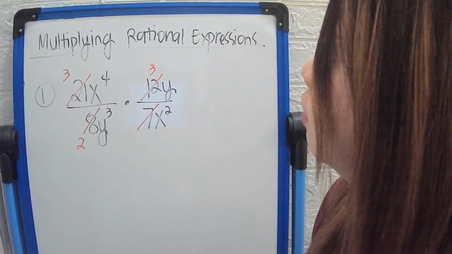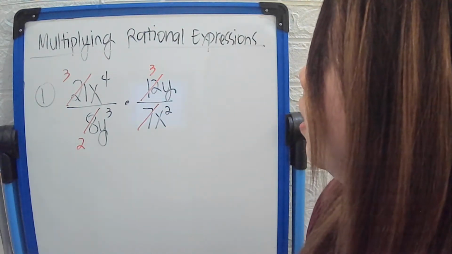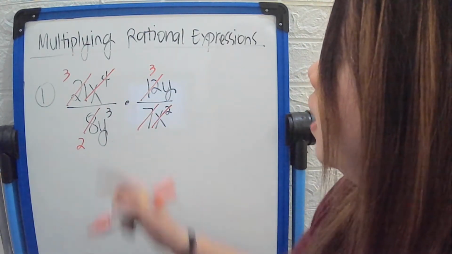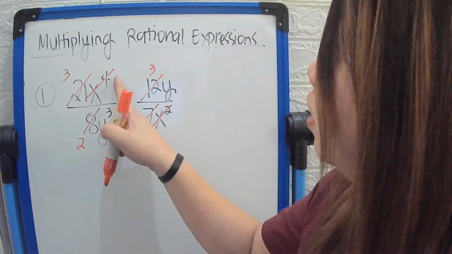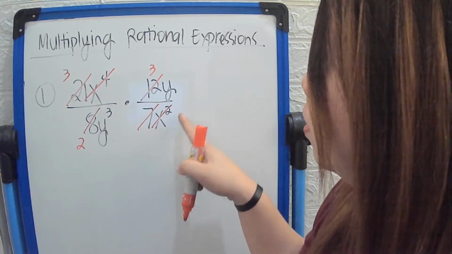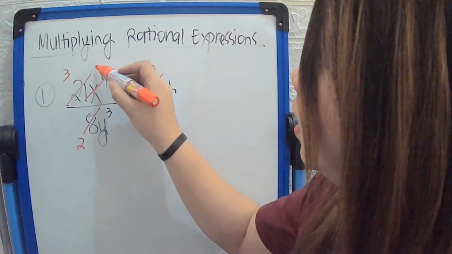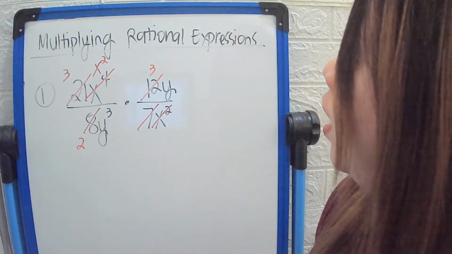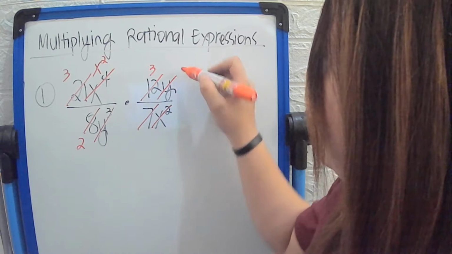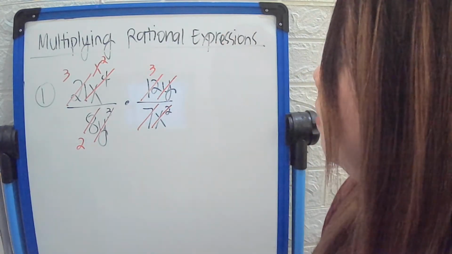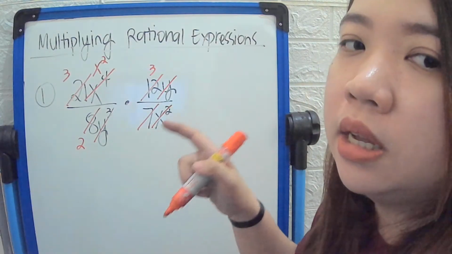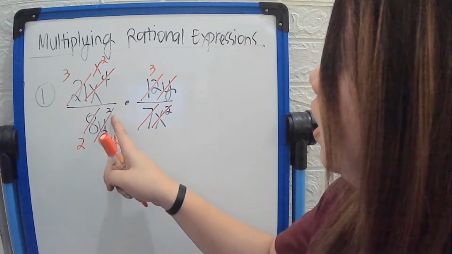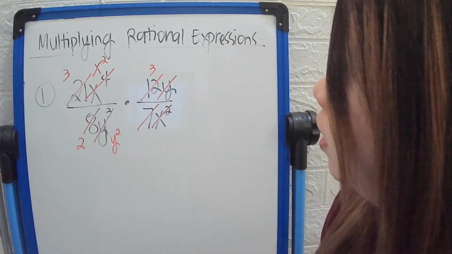Then look at the variables. Those with the same variables can be simplified. So x to the 4th, then x squared. Since I have x to the 4th power, 4 minus 2 is 2, or x squared. I will put x squared on this part because 4 is bigger than 2. Whereas in y, 3 minus 1 will be y squared. I will put y squared on this part because 3 is bigger than 1 over there.